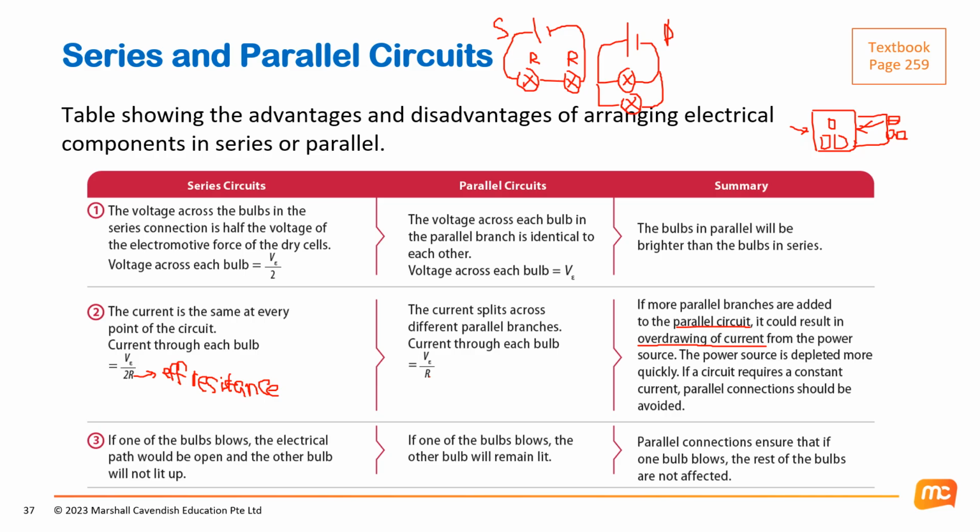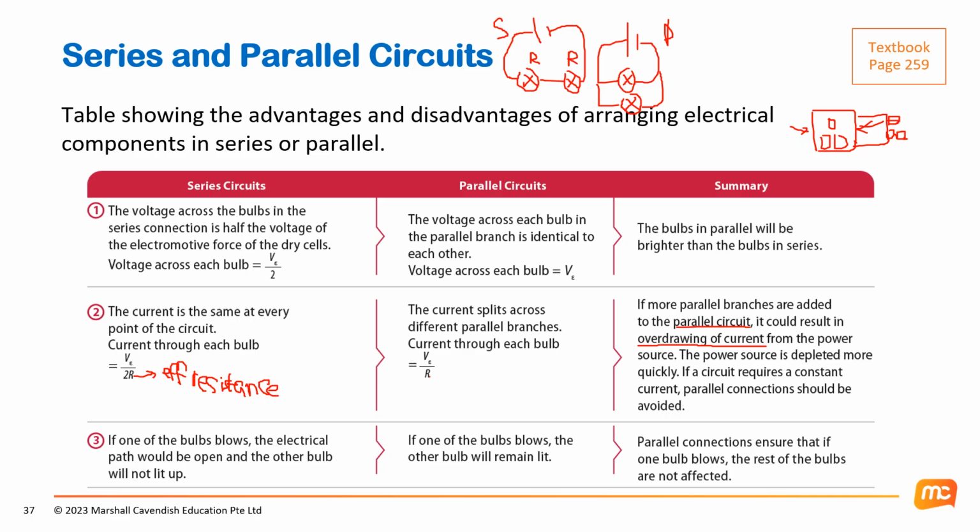And then the power source will first of all deplete quickly. So let's say I'm connected to a cell, the energy will run out faster, right? And on the other hand, if there's more current drawn from the circuit, it will cause a lot of heat in the circuit. That might even cause a fire.